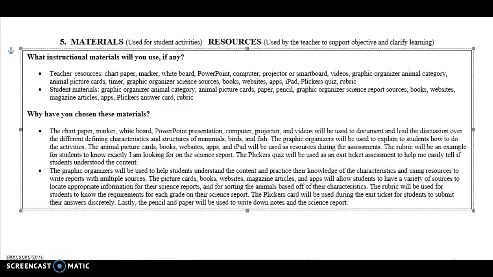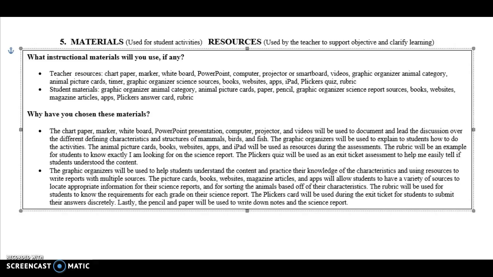Section 5, Materials and Resources. What instructional materials will you use, if any? Teacher resources: chart paper, marker, whiteboard, PowerPoint, computer, projector, smartboard, videos, graphic organizer, animal category, animal picture cards, timer, graphic organizer, science sources, books, websites, apps, iPad, clickers, quiz, and rubric.